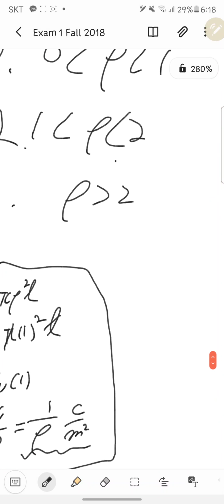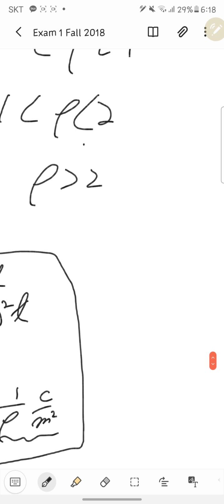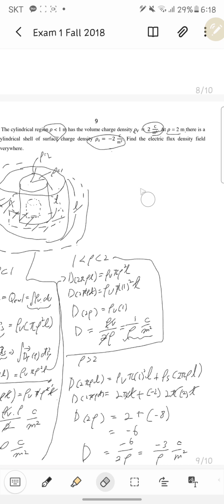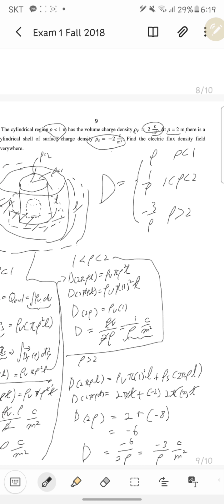We can put the values together. So D equals rho when rho is less than 1; 1 over rho when rho is bigger than 1 and less than 2. And finally, -3 over rho when rho is bigger than 2.